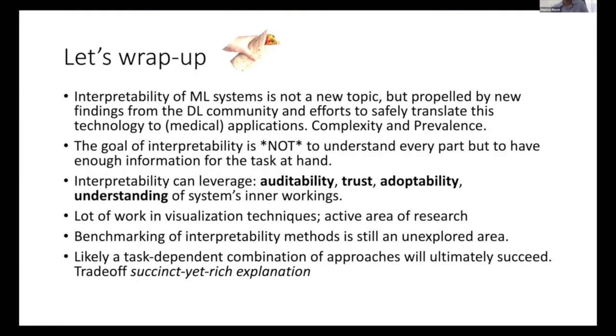All right, so to wrap up, interpretability of ML systems is not a new topic. In computer vision, I showed many examples, and it is starting in medical imaging. The goal of interpretability is not to understand every part, but to have enough information for the task at hand. So we talk about auditability, trustability, adaptability, and understanding of the inner workings of a system. Visualization techniques are very popular. We talked about some selected ones. It's an active area of research, and there's a lot of work that can be done for medical imaging.